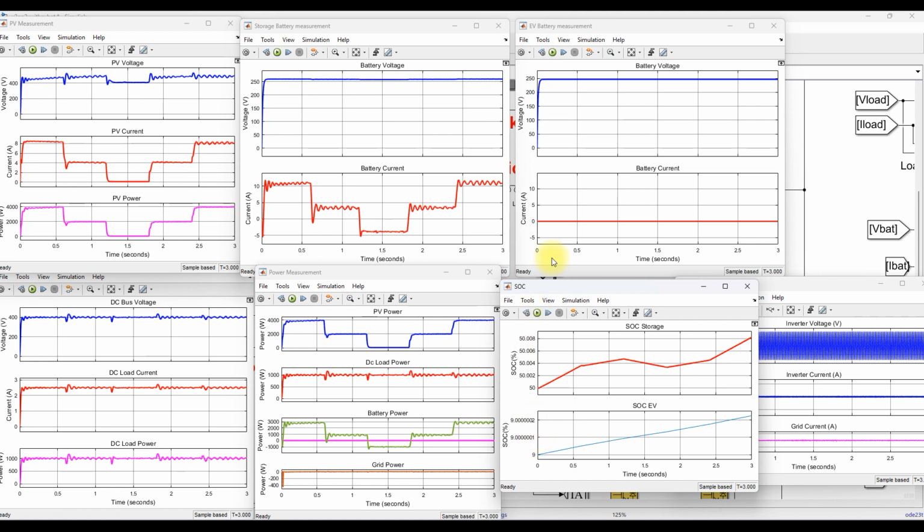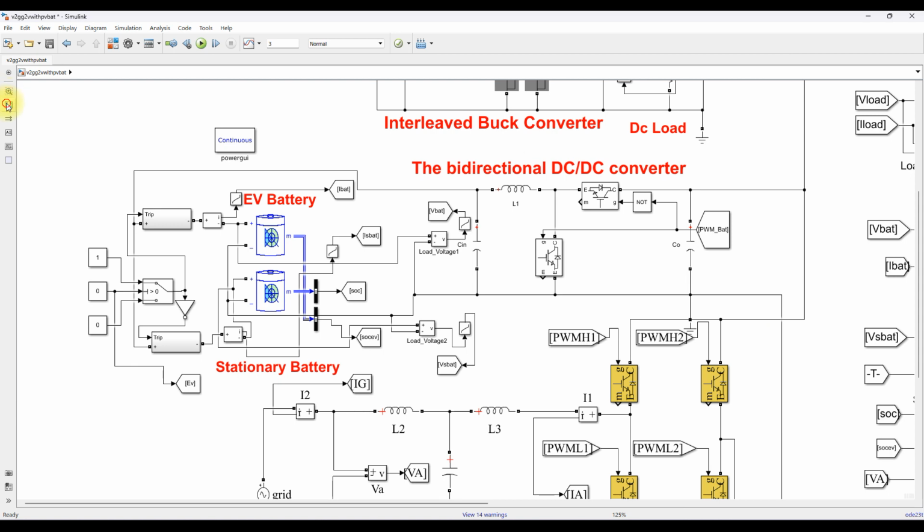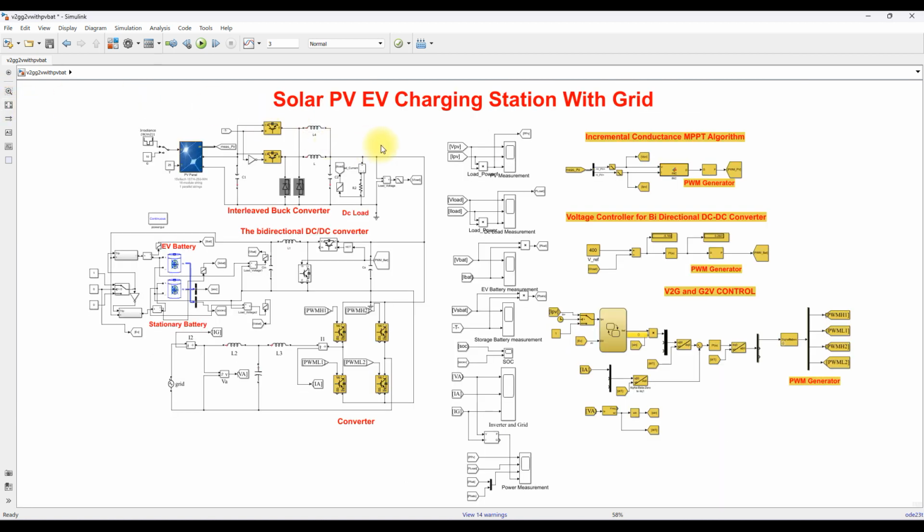You can see here that the current of the EV battery is 0 at all times. So this is the working of the solar PV EV charging station with the grid system. The grid will be connected only when the EV is connected for charging. At other times it won't be connected to the system, so we can reduce the purchase cost from the grid.